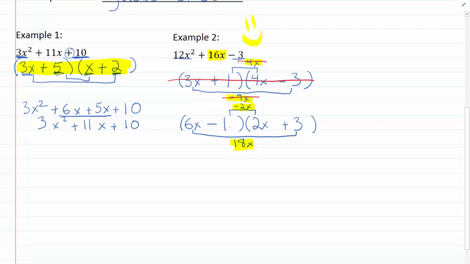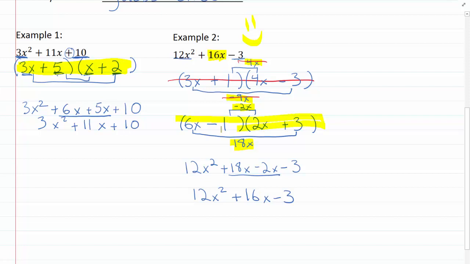Okay, so we can go ahead and actually do out our whole FOIL to make sure that we're still on the right track. If we multiply the first terms together, we'll get 12x squared plus 18x from our outside terms minus 2x from our inside terms minus 3 for our last term. And when we combine like terms in the middle, we'll have 12x squared plus 16x minus 3. Exactly what we started with. So that means that this expression right here is the factored form of our expression.